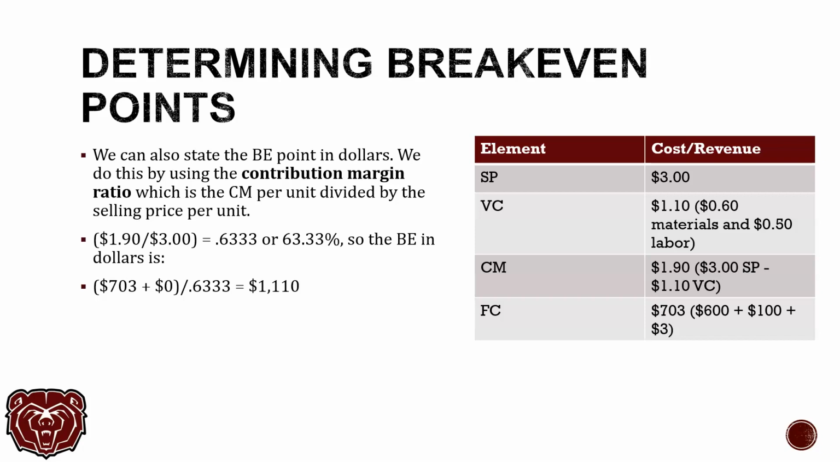So anyways, $703, that's our fixed cost, plus $0 profit, divided by our contribution margin ratio, which is 0.6333. That is going to give us $1,110. We now know that we need to sell $1,110 worth of hamburgers in order to break even.